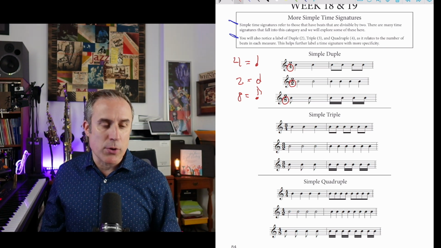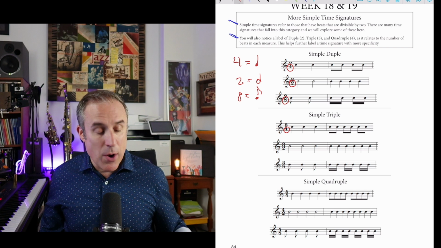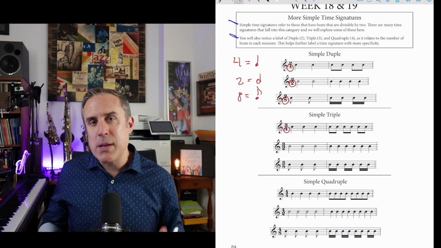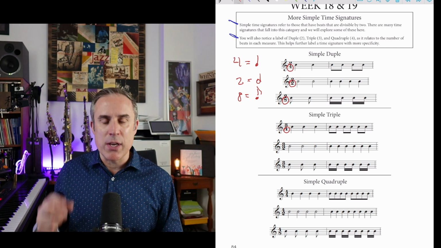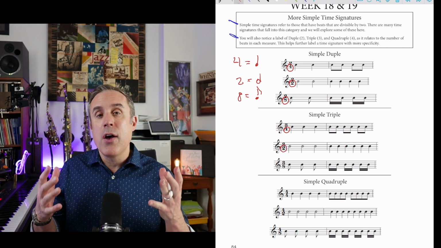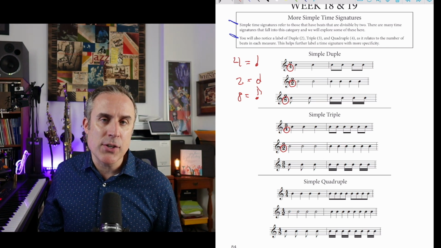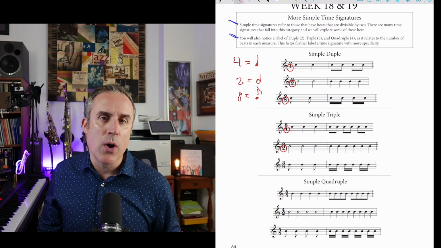Let's move on to simple triple and check these exercises out. We have a 4 on the bottom here. We know that that refers to the quarter note. There are 3 beats in the measure. The quarter note gets the beat. Each beat is divided into 2 equal eighth notes. We have a 2 on the bottom here. Therefore, there will be 3 half notes in the measure, 3 beats per measure. The half note gets the beat, divided into 2 quarter notes.